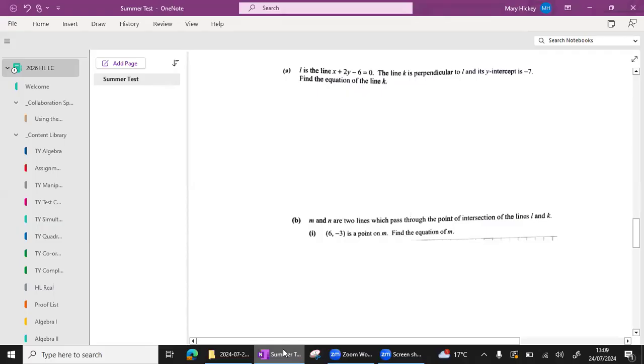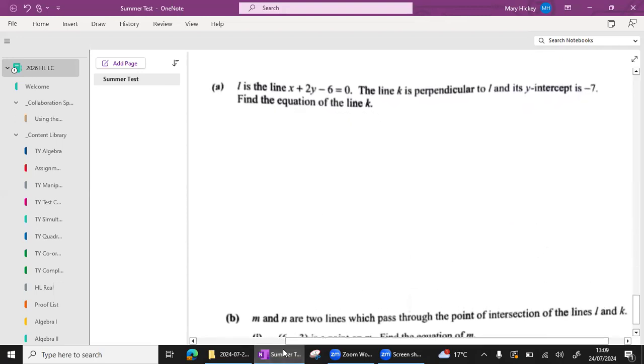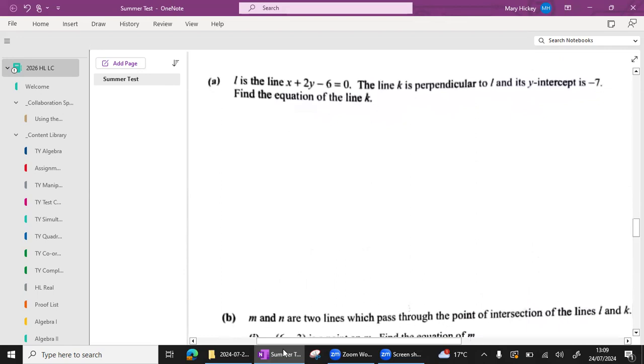So in the next question, we had coordinate geometry of the line. L is the line x plus 2y minus 6 equals 0. The line K is perpendicular to L. So that's our first key word there.